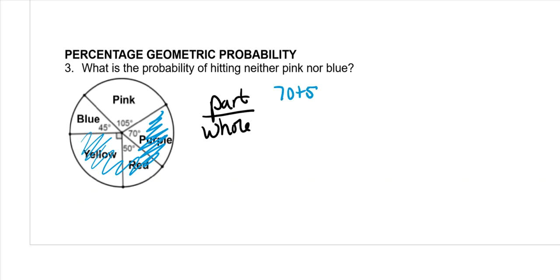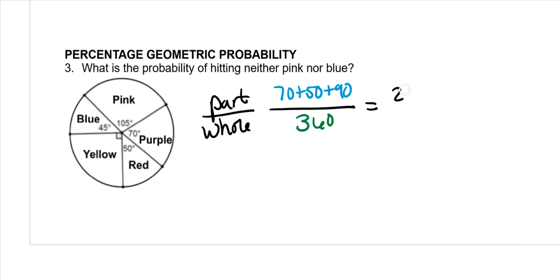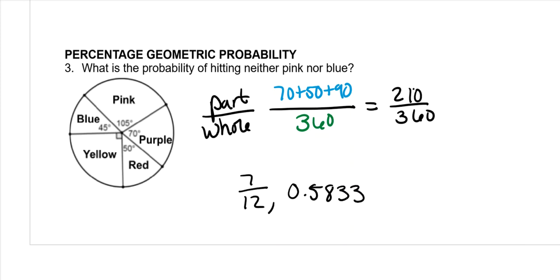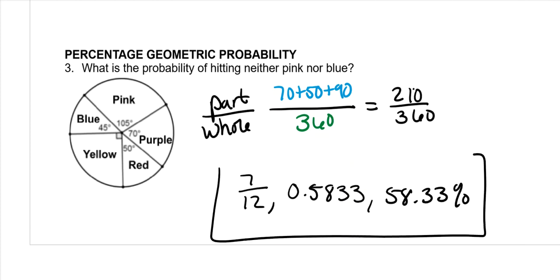So 70 plus 50 plus 90 is my part. And then my whole would be the entire circle, so 360, because they should all equal 360. So 70 plus 50 plus 90, sorry, would be 210 over 360. But we need to reduce that because it will reduce. So 210 divided by 360 will reduce to 7/12. And then if you do 7/12 as a decimal, you get 0.58 and then 3333 repeating. Then my percentage, I move this over twice, so it's 58.33%. And we're done with those notes.